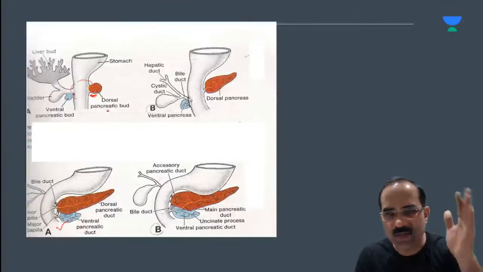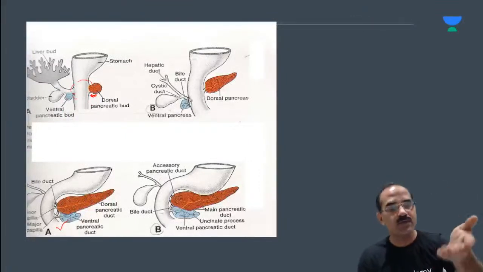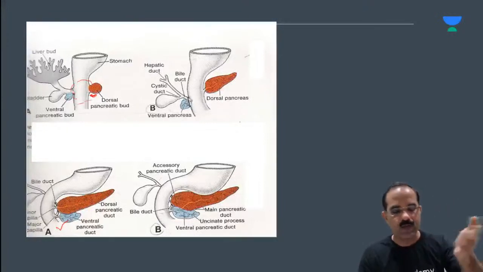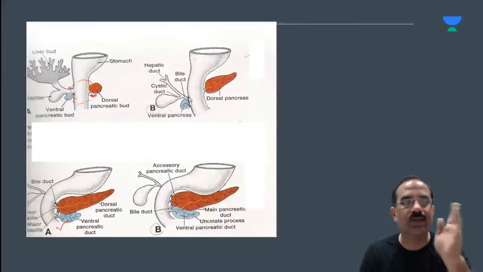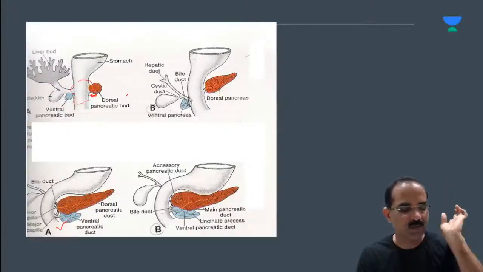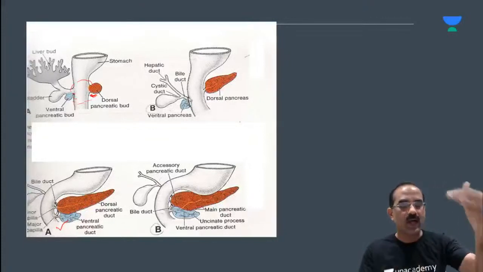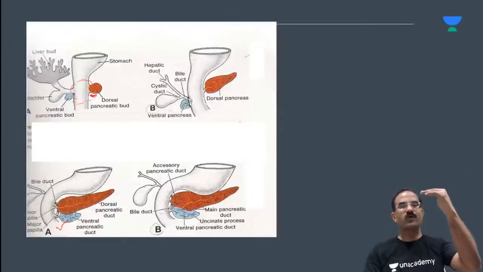But students, sometimes half of the ventral bud goes from the back, and half of the ventral bud comes from the front, and such a pancreas is going to encircle the duodenum. This is what we call annular pancreas. So annular pancreas is due to defective migration of what?